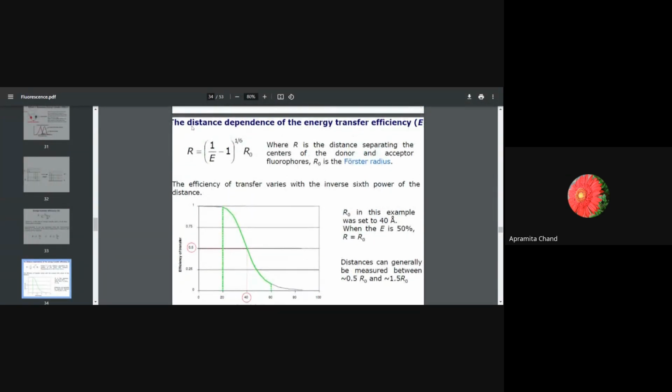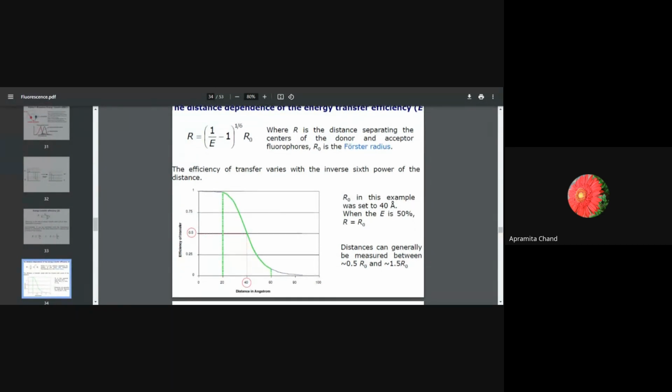And what about the distance dependency? The distance between the donor and acceptor is very important. If R is the distance separating the centers of the donor and acceptor fluorophores, and R0 is the Förster radius, then (1/E − 1) to the power 1/6 times R0 is the equation for the distance separating the donor and acceptor fluorophores. The efficiency varies with the inverse sixth power of the distance. If you are asked to plot the graph between efficiency of transfer and distance, you can follow this particular graph.